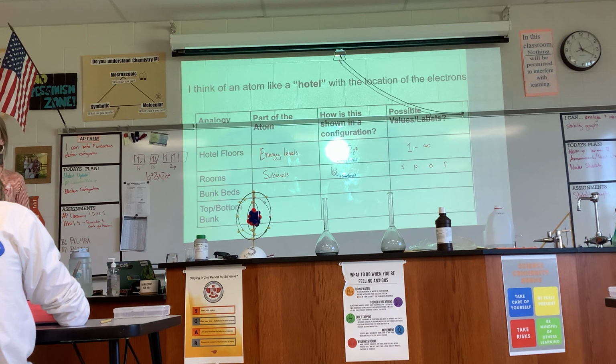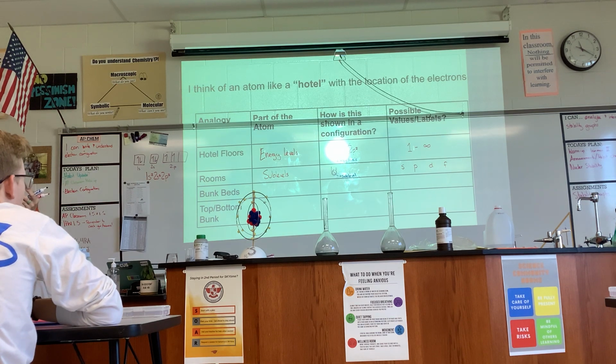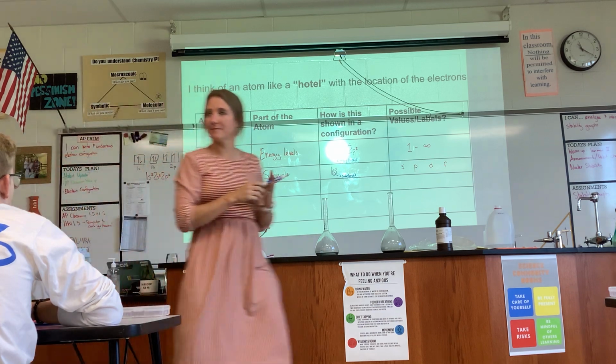So some electrons could be in an s room, some could be in a p room, some could be in a d room, or some could be in an f room. There is a reason for the letters, like why not A, B, C, D? But we're not going to talk about it right now.